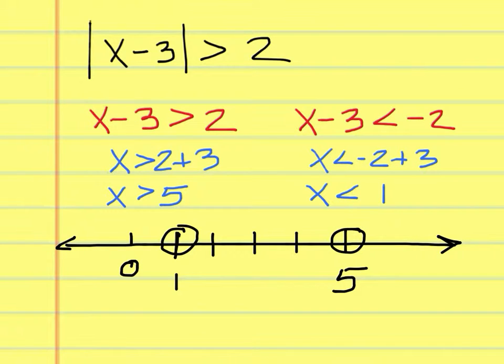So we have to do the first one here, which is x greater than 5, and it's going to go up and over this way. The other one is x less than 1, and it's going to go back this way.